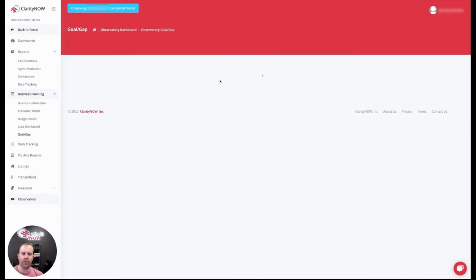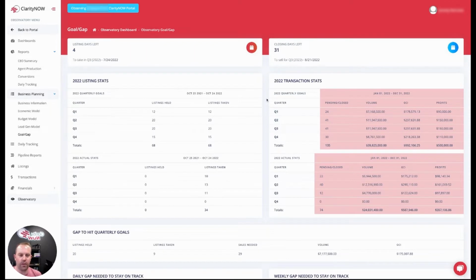The next thing I always go to is the goal gap. Okay, we're clear on the goal. 135 units. The Rainmaker is going to do 82 of them. And let's see where we're at. So we have that in Q1, the goal was to close 24 for 7 million. They did 22 for basically 7 million. Missed the unit goal by 2. Missed the volume goal by almost 200,000, really close.